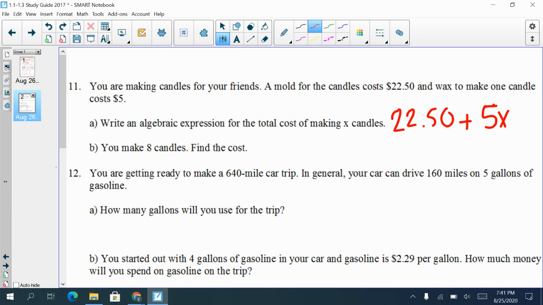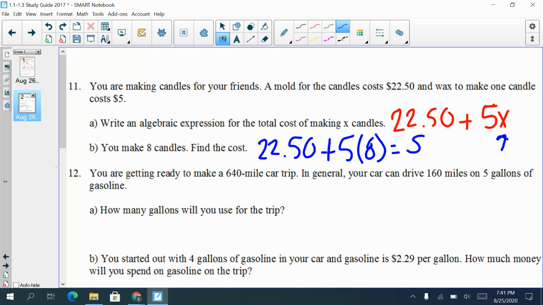So we are making 8 candles, so we're just going to plug 8 in for x. So $22.50 plus 5 times 8 equals $62.50.